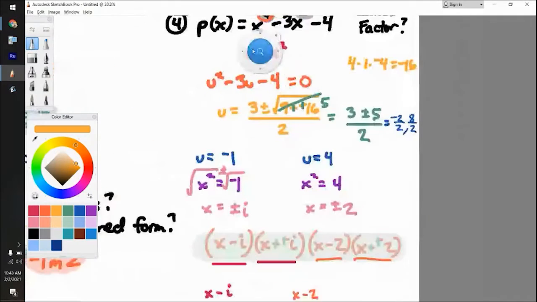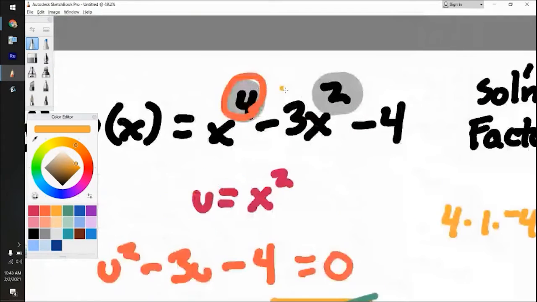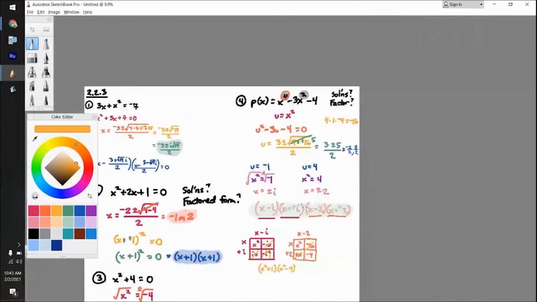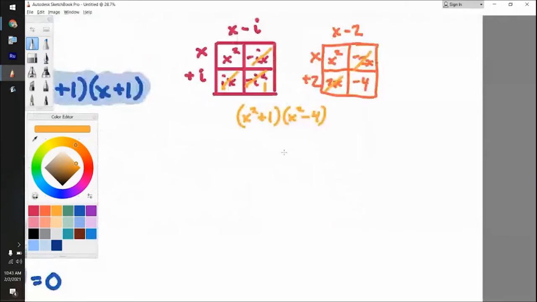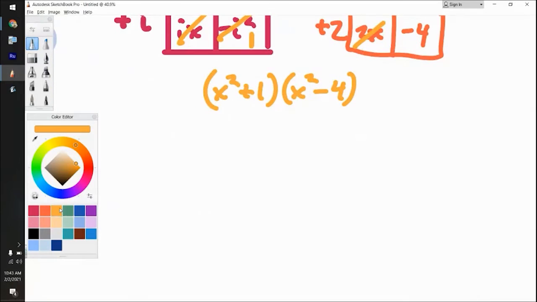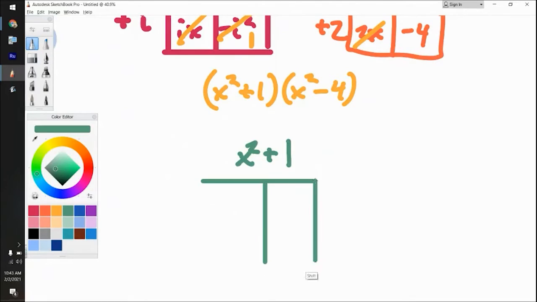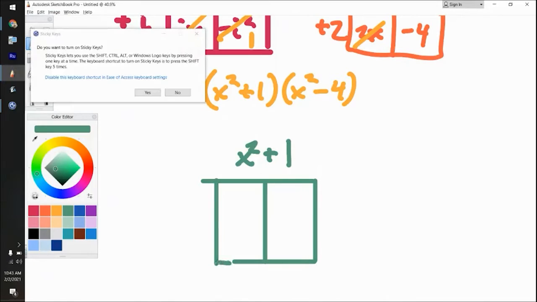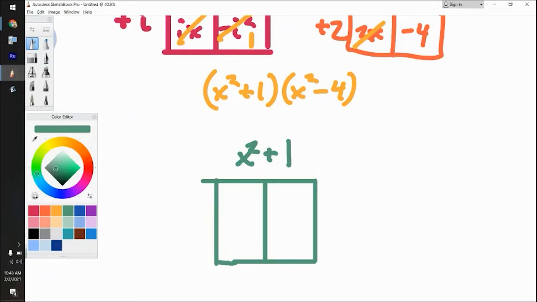It should be x to the 4th minus 3x squared minus 4. So I still need to expand this out. This is part of the reason I didn't want you to write anything down for this. So we're going to do x squared plus 1, like that, and then x squared minus 4.